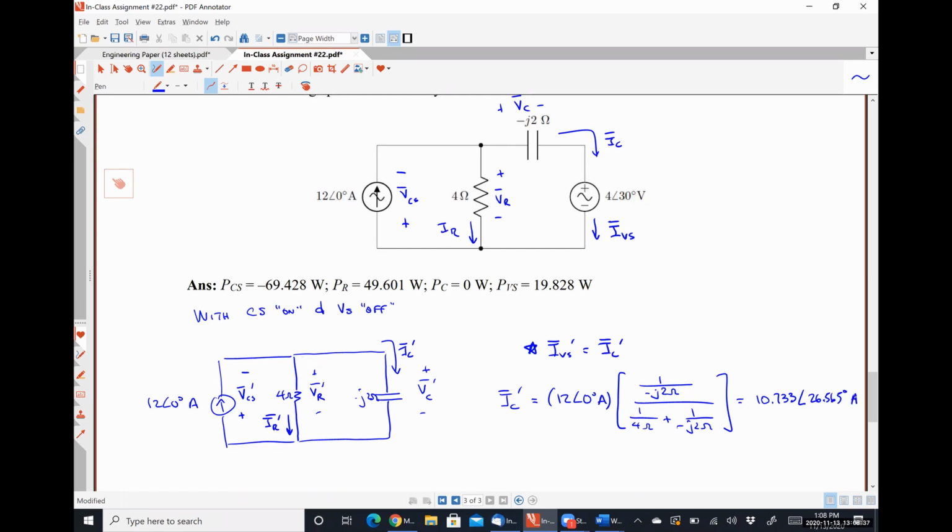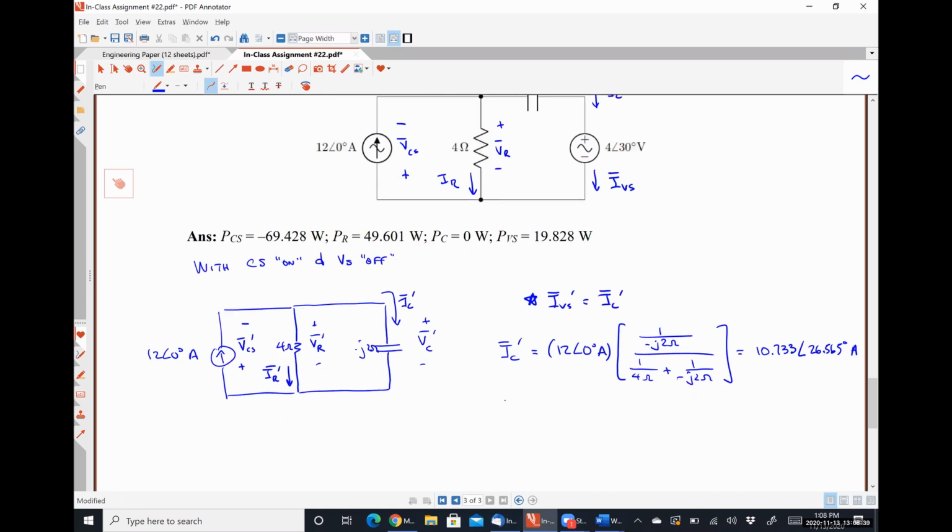degrees amps. Using Kirchhoff's current law, I can then say that IR prime is 12 angle 0 degrees amps minus 10.733 angle 26.565 degrees amps, which I get to be 5.367 with an angle of minus 63.435.